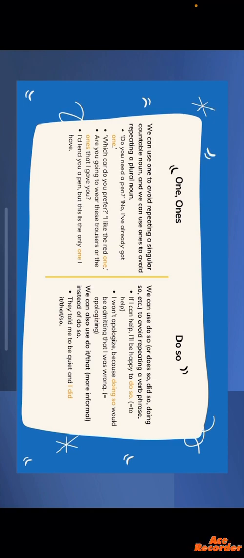Now, do so. We can use do so, did so, doing so, etc. to avoid repeating a verb phrase. If I can help, I will be happy to do so. Do so here is referring to help. The next example says, I won't apologize because doing so will be admitting that I was wrong. Doing so is referring to apologize. We can also use do it or do that, which are more informal than do so. Like, they told me to be quiet and I did.